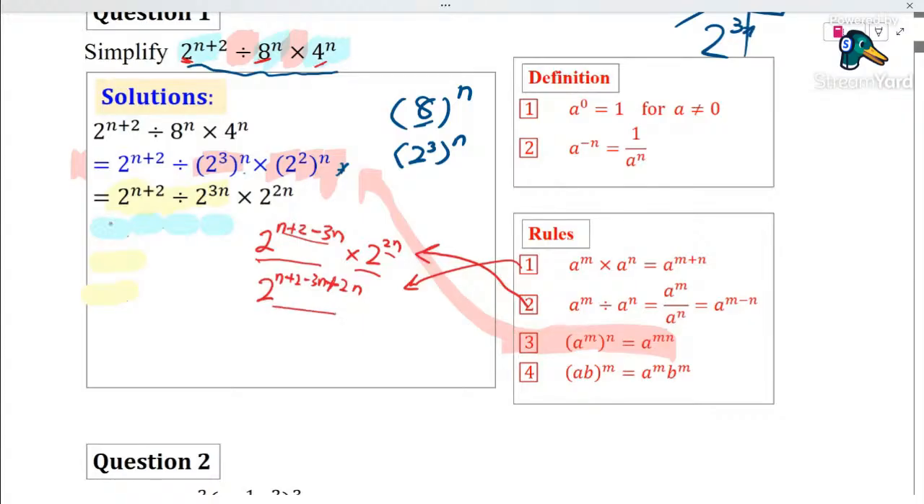And of course, you can combine all this in once. Then we simplify our answer. We get 2 power of 2, and this is equal to 4. This is how we get the answer.